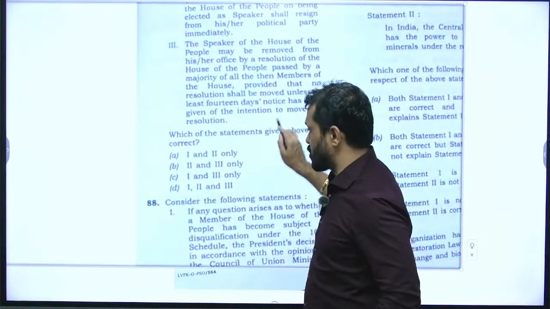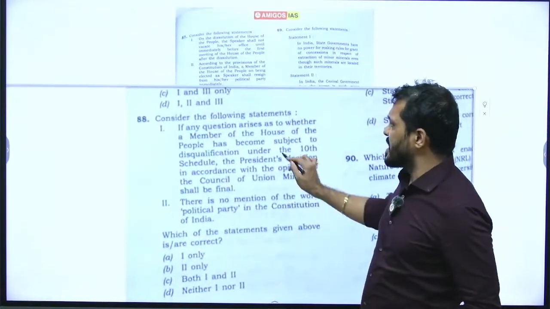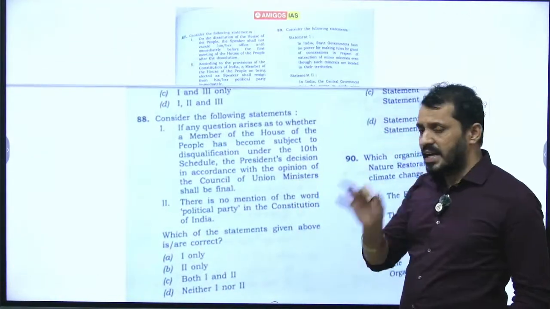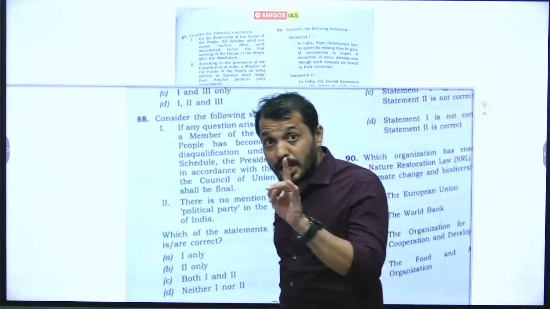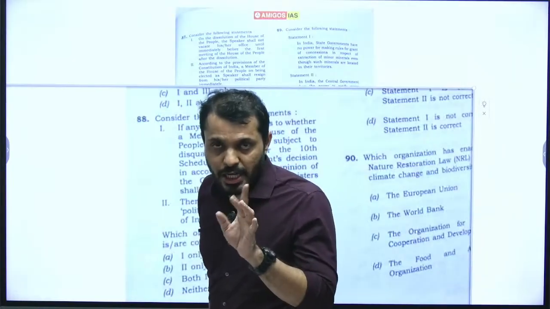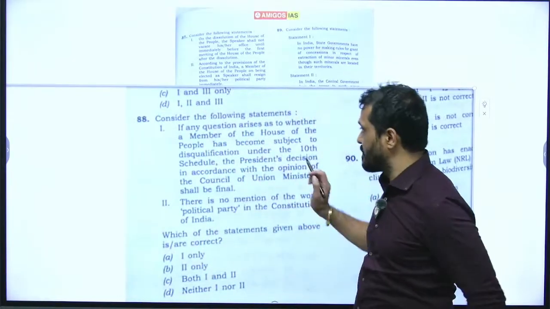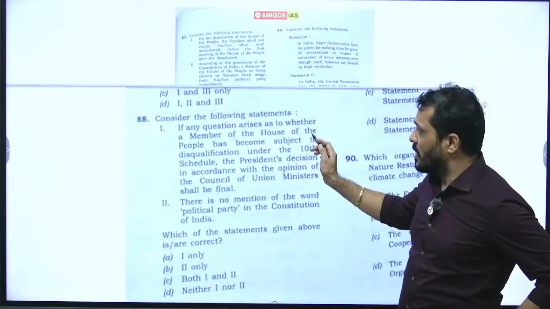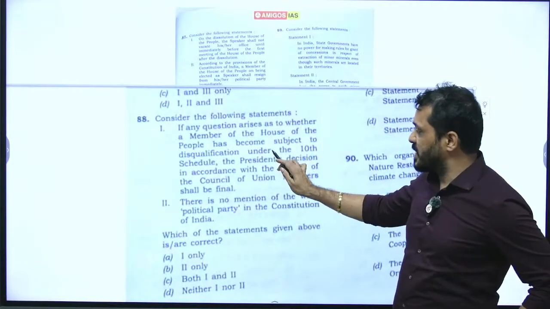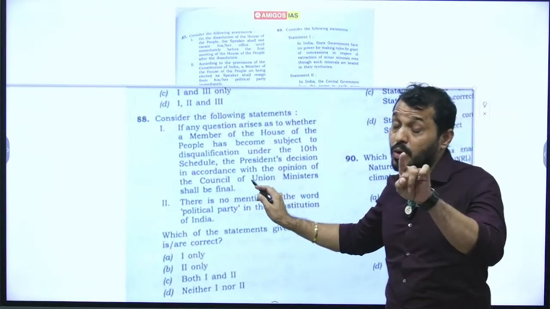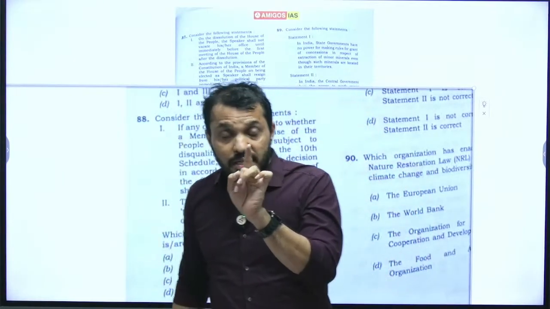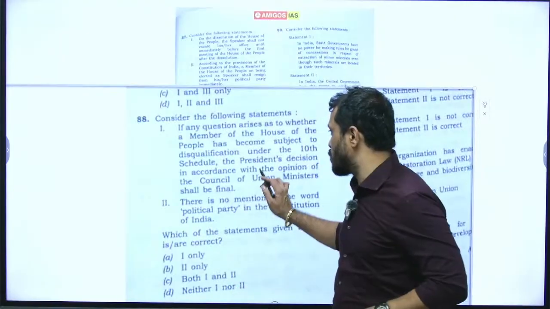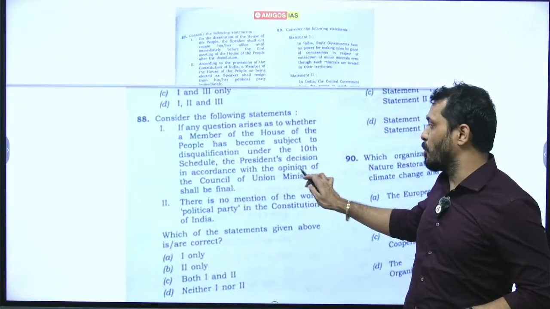Consider the following statements. Let's see, this is regarding the disqualification of MPs, Article 102, Clause 2 and Clause 1. Now let's see. If any question arises as to whether an MP has become subjected to disqualification under the 10th Schedule, that means it comes under Article 102, Clause 2. Okay, 10th Schedule means Article 102, Clause 2. The President's decision is in accordance with the opinion.